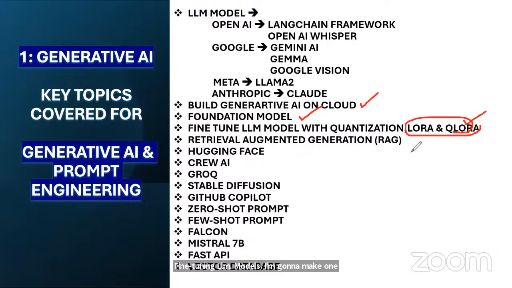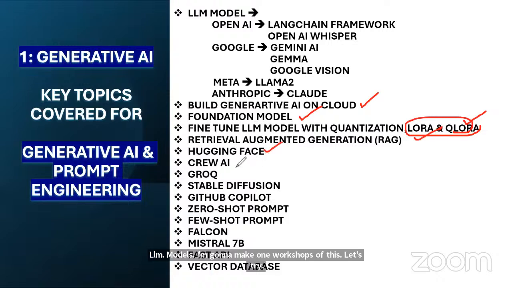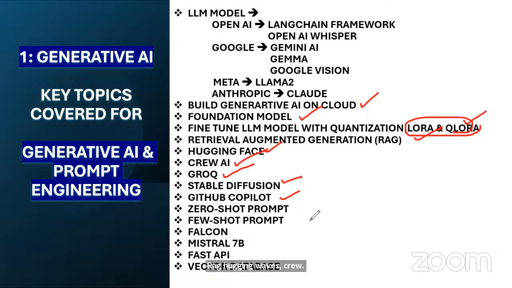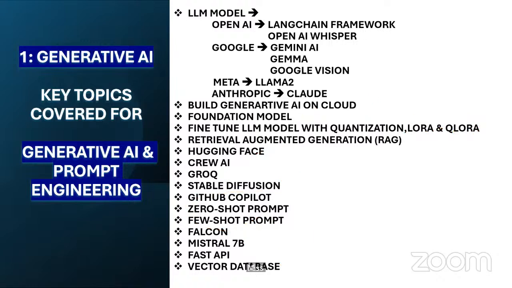Let's try RAG, Hugging Face, CrewAI, Groq, Stable Diffusion, GitHub Copilot, Prompt Engineering, Zero Shot Prompt and Few Shot Prompt, Falcon, Mistral 7B, FastAPI, Vector Databases. These are all new platforms, guys. Still, people are learning these new technologies. Understand? So all those things I covered in the classes.